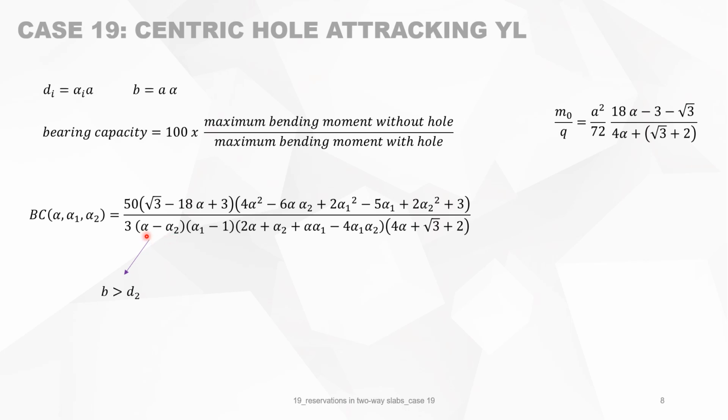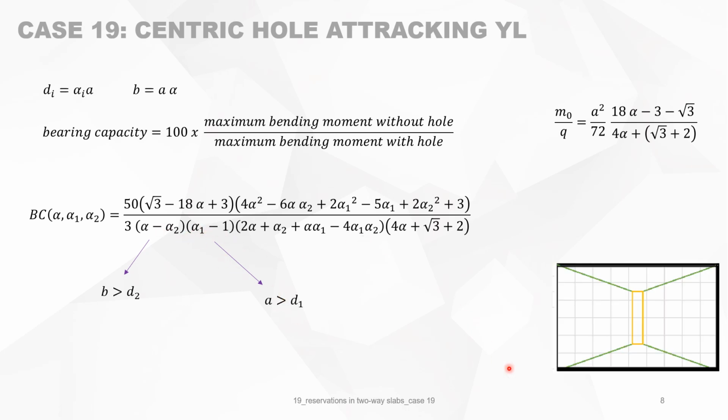You notice immediately that in this position of the formula, alpha must always be bigger than alpha 2, which is logical. That means B must be bigger than D2. And here the same, alpha must be bigger than D1. You can see it in the formula.